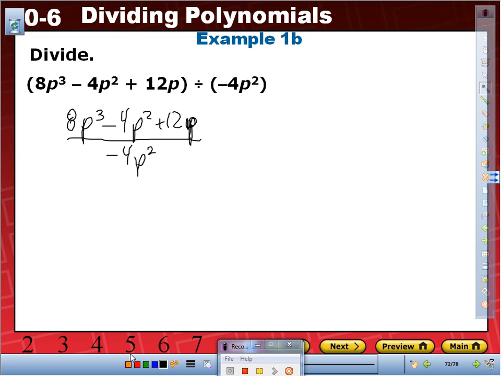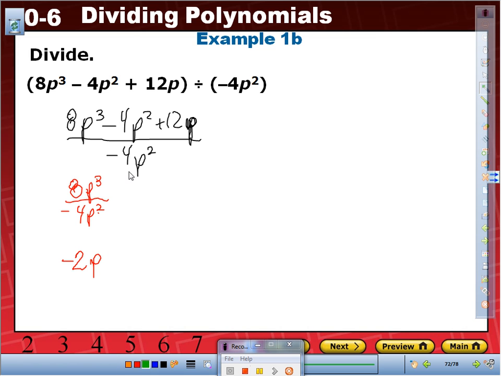Okay, so let's start one term at a time. What's my first term? 8p cubed, so I'm going to write 8p cubed divided by negative 4p squared. So what is 8 divided by negative 4? Negative 2. P cubed divided by p squared. P. Once again, if you don't see it, when in doubt, factor out. This will be p, p, and p. This is p and p. These are two giant ones, and we're left with 1p.